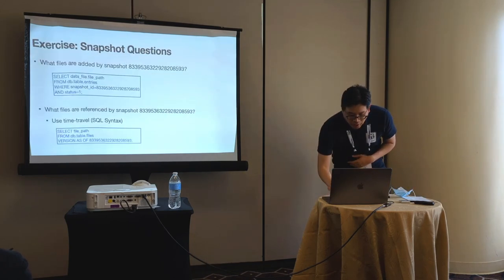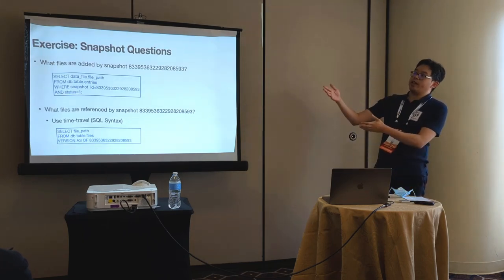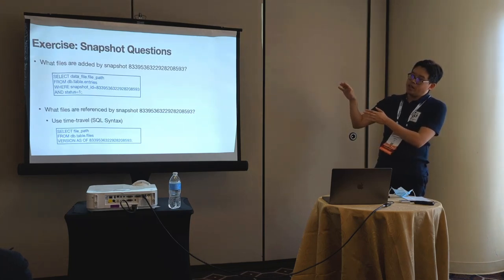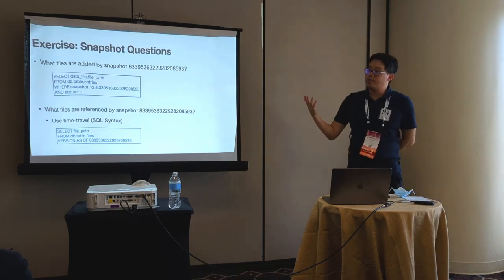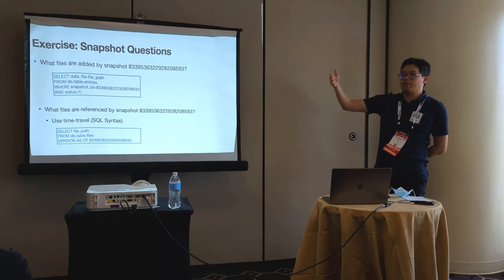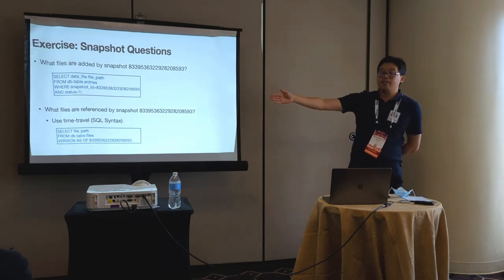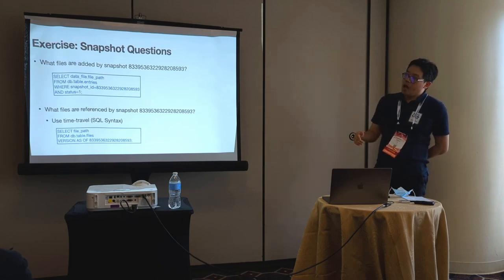So as an exercise, here are some questions we could ask about snapshots, also with metadata tables. These two questions are similar, but again slightly different. The first one is what files were added by snapshot foo. So, the operation that made snapshot foo, what files were added. Here you use the entries table where snapshot ID equals foo and status equals one, meaning added. And then you'll get the list of files added by foo. Status equals two would mean what files were deleted by foo.